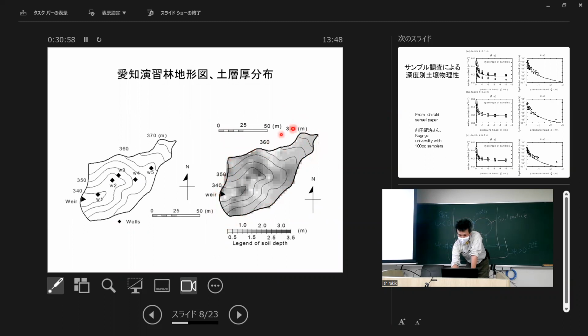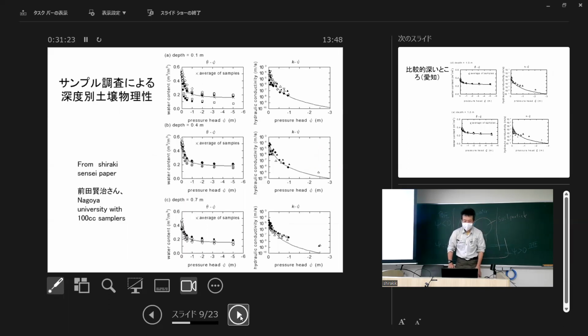And this is the area where I made my own doctoral thesis, checking the topsoil depth and conducting the numerical infiltration soil water movement simulation in three dimensions. But the data itself were obtained by a Nagoya University student, Maeda Kenji-san.